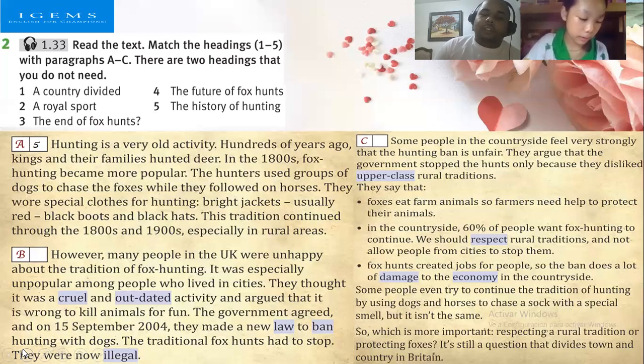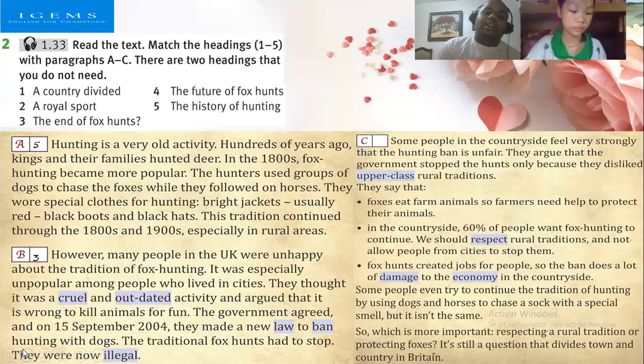And paragraph B, what is it? I think it's 3, the end of frog hunts. Okay, let me just check. You said number 3, right? Yeah. Okay, that is fantastic.